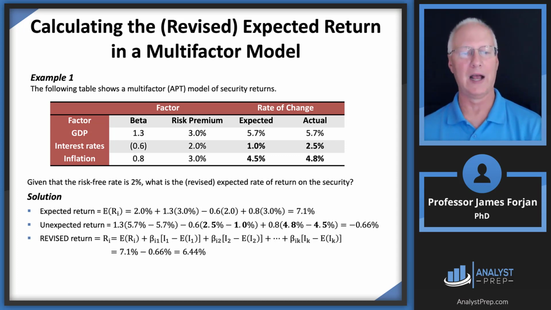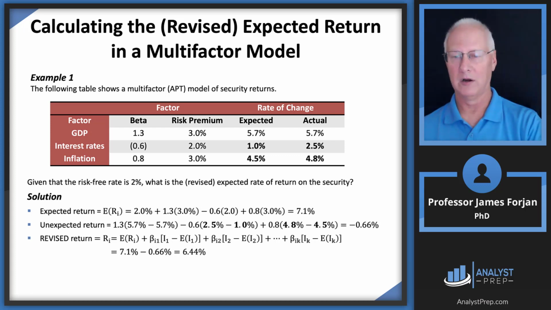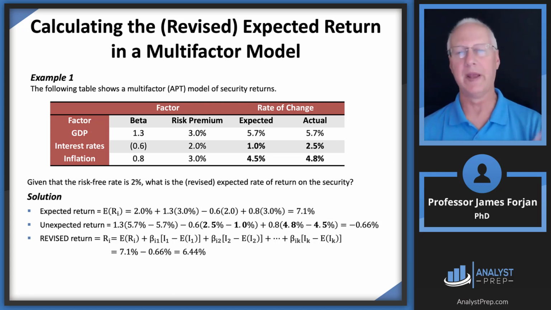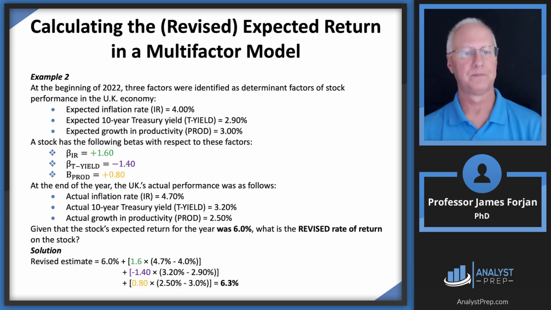So there's our revised expected return of 6.44% based on the arbitrage pricing theory, based on our decision to identify just those three factors for our portfolio. GDP, interest rates, and inflation are relevant for our portfolio. But for that portfolio over there, there might be three other factors, so we come up with a whole different matrix and a completely different revised expected return.